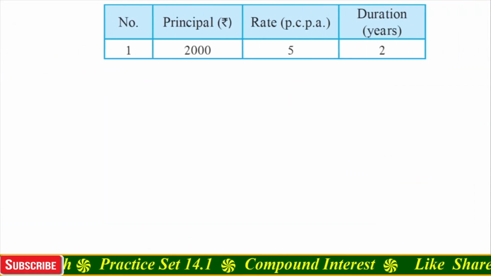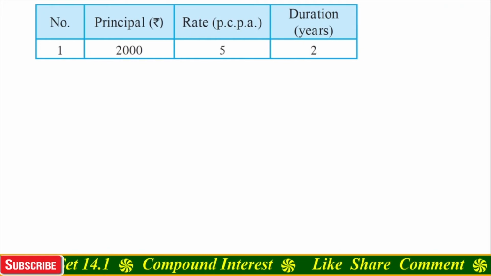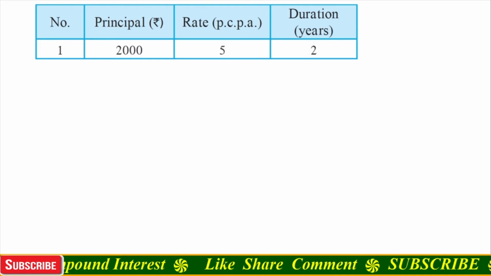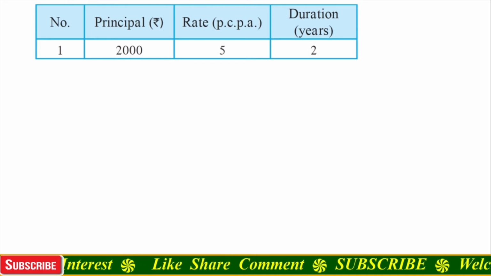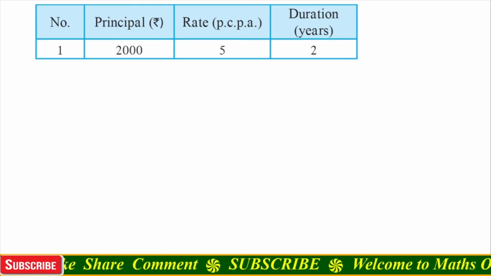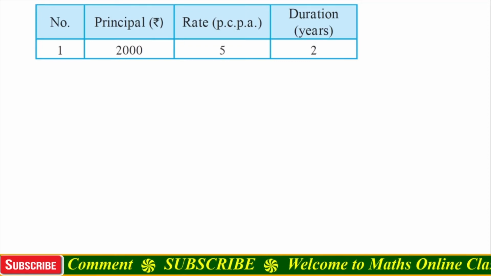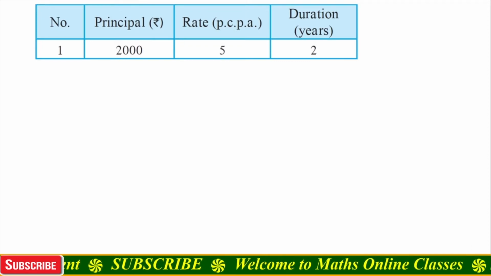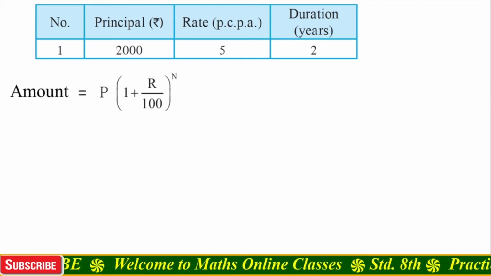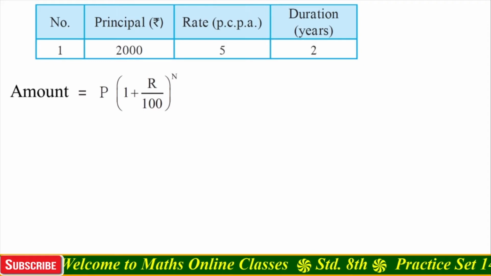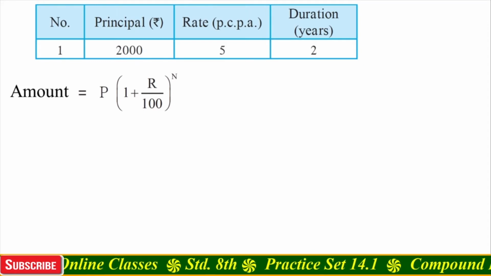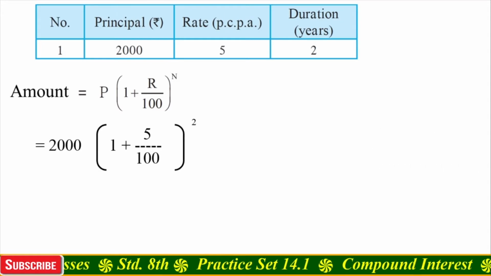Let us take first example. Here principal is given 2000, rate is 5 PCPA, that is per cent per annum. Duration is given 2 years, that is we have to take it as N is equal to 2. Let us take the formula. Amount is equal to P in bracket 1 plus R upon 100 bracket raised to N. We will put the values at the proper places.